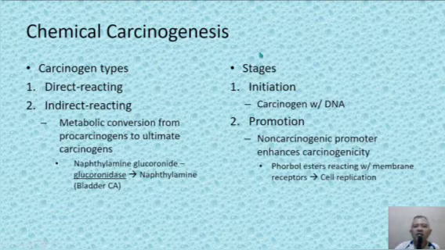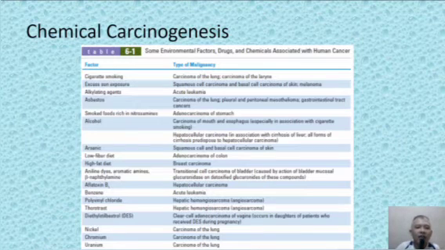The stages of carcinogenesis involve initiation, wherein the cell interacts with the carcinogen, and promotion. Promotion doesn't need a carcinogen, but a non-carcinogenic promoter that enhances carcinogenicity. So for example, phorbol esters react with the membrane receptors that activate cell replication. And these are the different chemicals that cause certain malignancies.